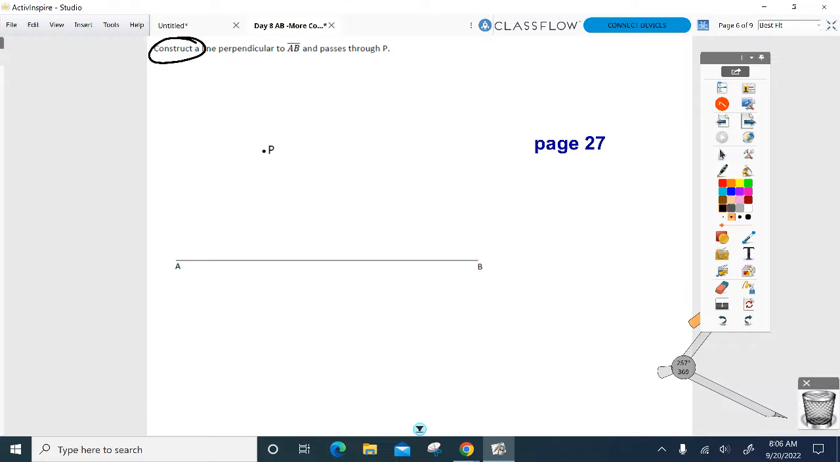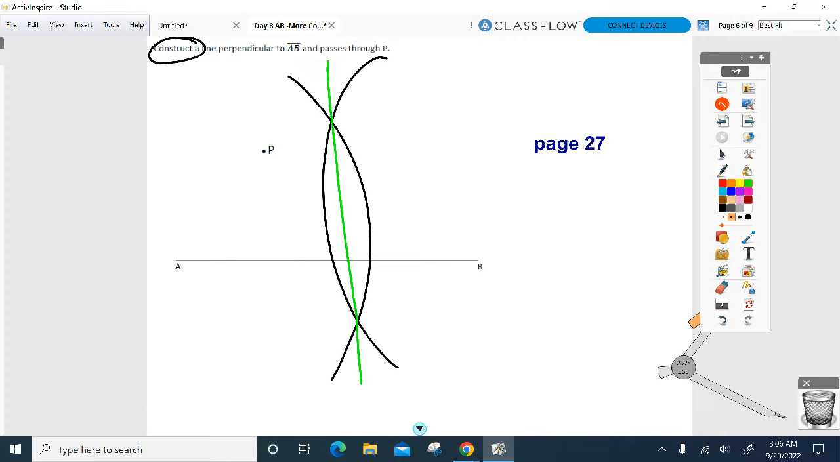90 degrees. Oh, guys, look, I'm going to do this and this. I'm going to draw my line through and it'll be 90 degrees. Read the directions though. It's got to go through P, right? That's not going to go through P. So I need a brand new construction now.